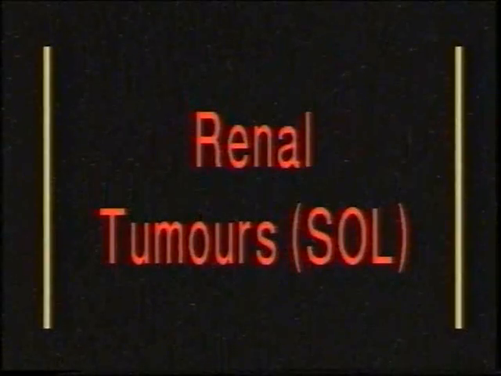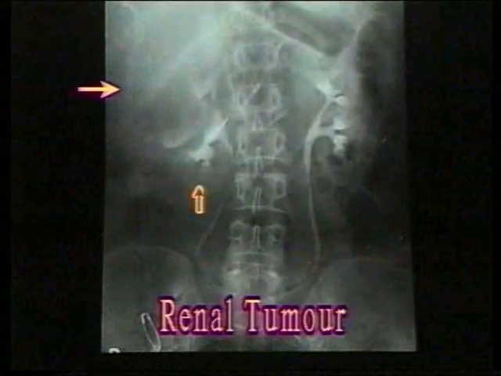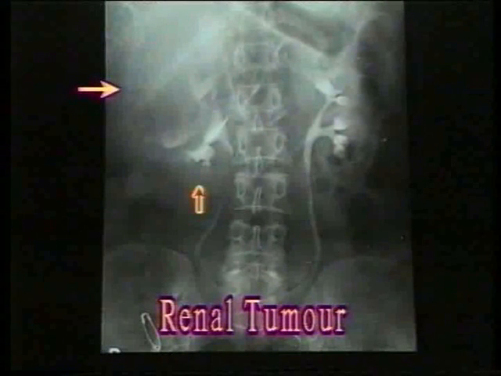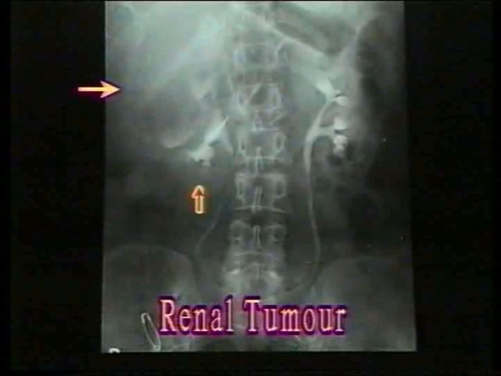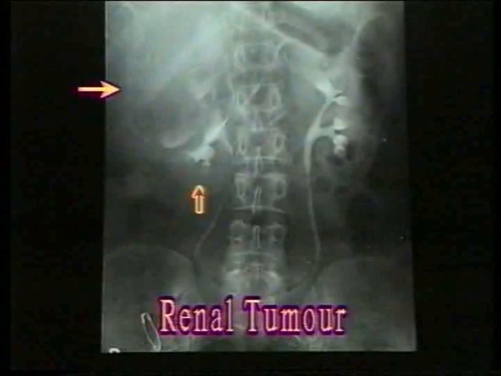Renal tumors or space occupying lesions. In this IVP, observe the right kidney. The middle and lower calyces shown by the vertical arrow are displaced downwards, but their structure is normal. The upper calyx shown by the horizontal arrow is displaced and distorted by a soft tissue mass. You can also see a large soft tissue shadow occupying the upper pole.